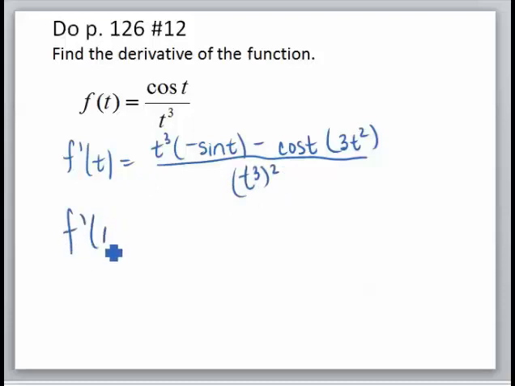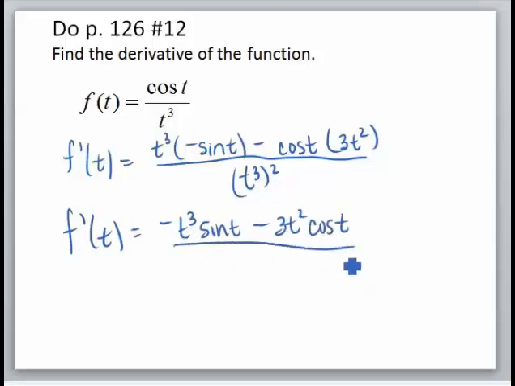All I can really do is rewrite this just a little bit. I could say this is negative t cubed sine of t minus 3t squared cosine of t all over t to the 6th power.